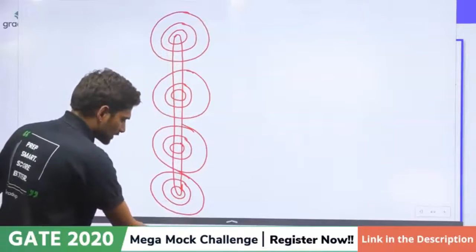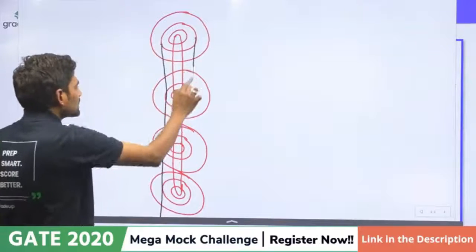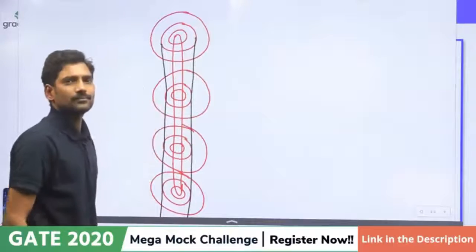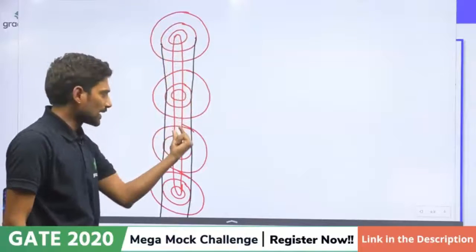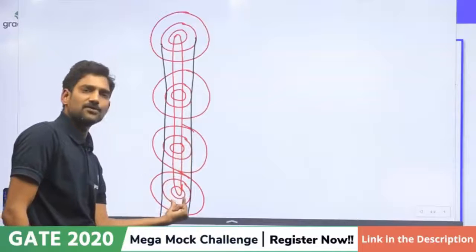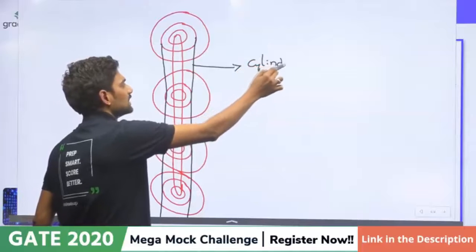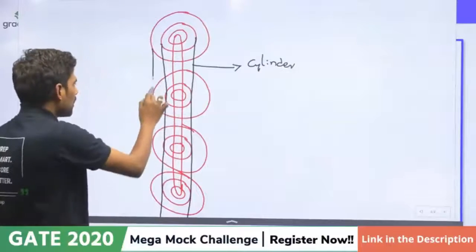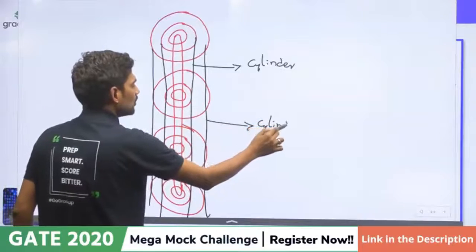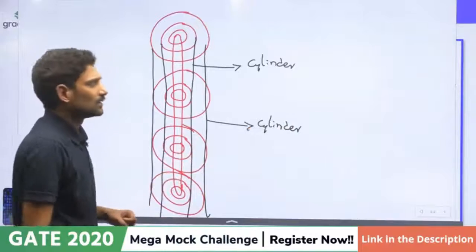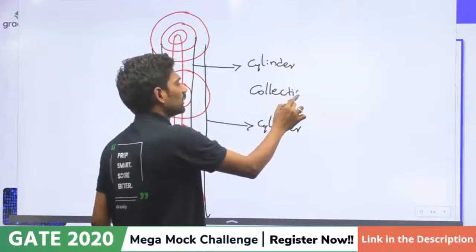Now, all the first tracks together. That means track 1 of surface 1, track 1 of surface 2, track 1 of surface 3, track 1 of surface 4. All first tracks together we call one cylinder. Similarly, all second tracks together we call one cylinder. So, what does a cylinder mean here? You can make a note of the definition also.